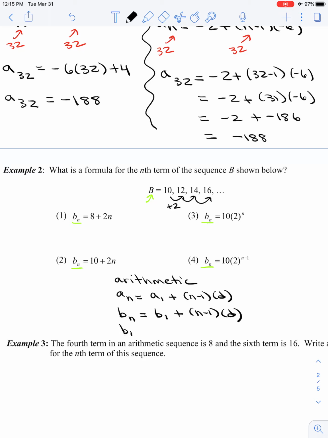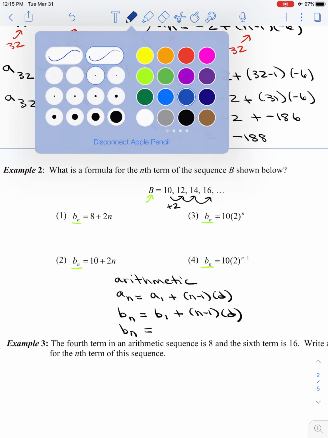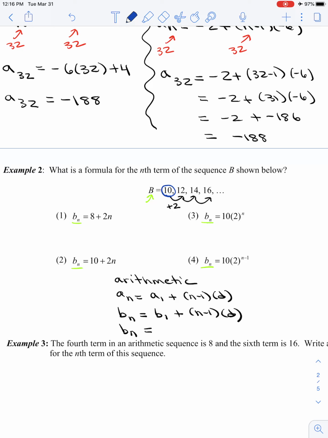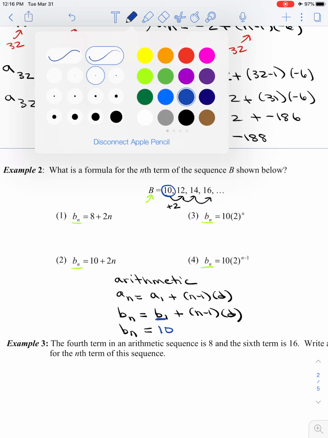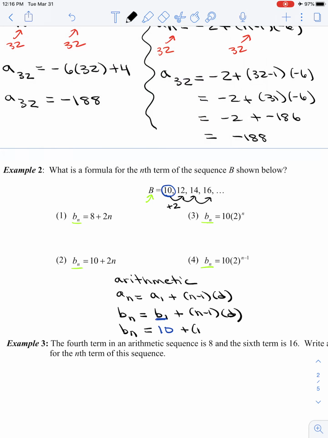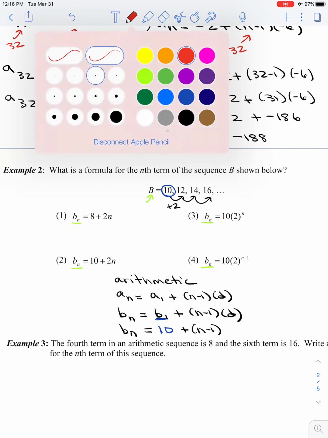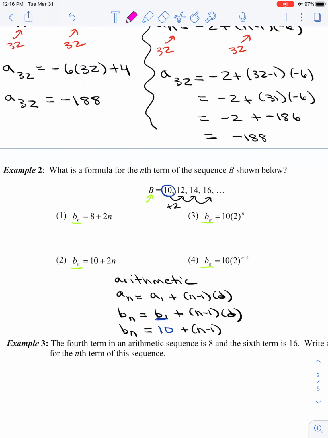Okay, so now I need to find the value of my first term. So I'll go to my sequence, and my first term value there is a 10. So the 10 is going to be replacing the b sub 1. So this should be a 10, plus n minus 1. Now I need my common difference. So we said that to go from one term to the next, our common difference was a plus 2. Right? To go from 10 to 12, we added 2, then 12 to 14, we added 2, and 14 to 16, we added 2. So this is going to be a 2.